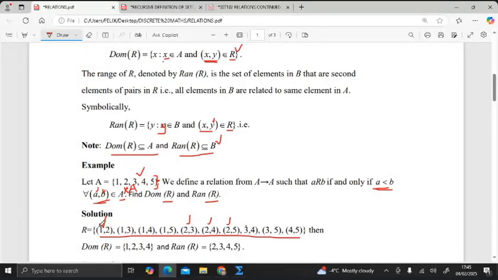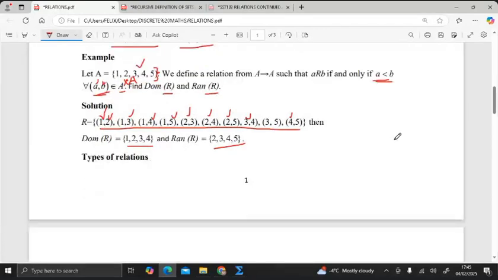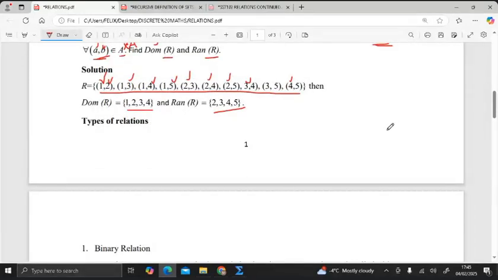And the domain, therefore, is 1. We don't repeat members of a set. 1, 2, 3, 4. No, sorry. 1, this one's repeated. 2, this one is also repeated. So we have 2, and then 3. 3 is repeated there. We don't repeat that, and then 4. So that is why we have 1, 2, 3, 4 here. The range is the second, 2, 3, 4, 5. This one is repeated. 3, 4, 5 repeated. 4, 5 repeated. 5 repeated. So that is the range.